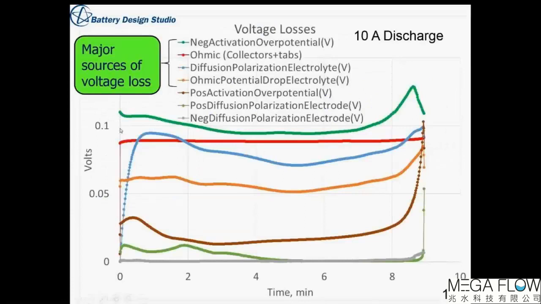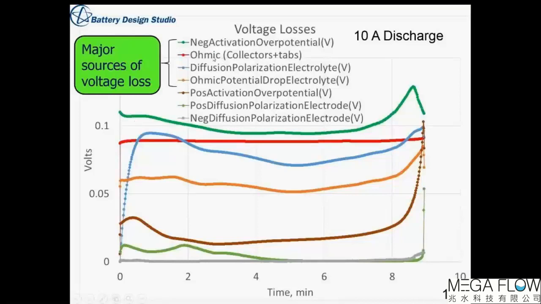Now, since we used a physics-based model to fit this experimental data, we can get some insight into the mechanisms for the voltage loss. So this chart right here is showing all the different sources of voltage loss in the cell as a function of the discharge time. And this is the high rate discharge, the 10 amp discharge. So the largest source of voltage loss is this negative activation overpotential. And that comes from that SEI resistance on the negative, which we adjusted. So that's an assumption that that's where that voltage loss is coming from.